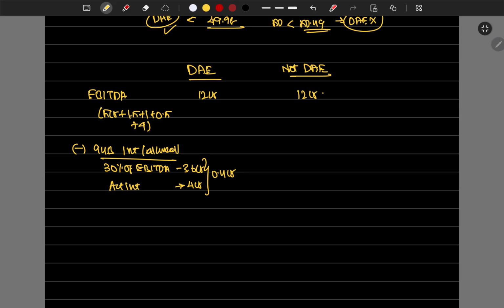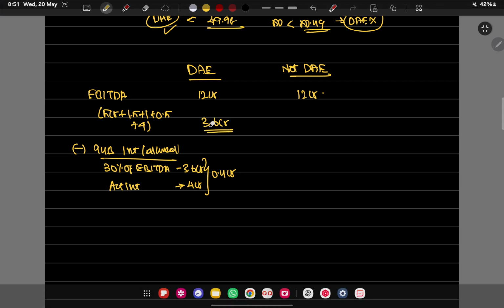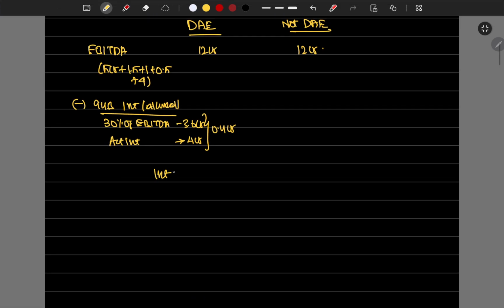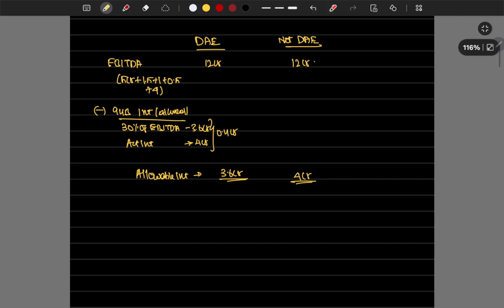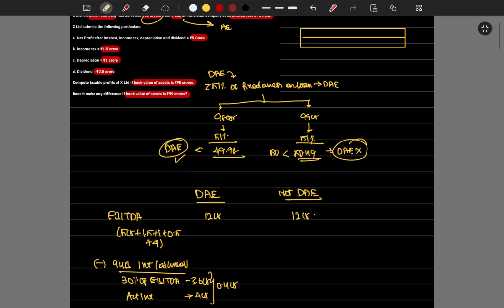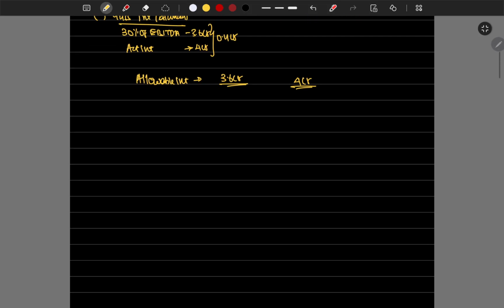In case of DAE we have to deduct only 3.6 crore as the allowable interest. In case of DAE, 3.6 crore. In case of not DAE, the entire 4 crore we can deduct. So this is the concept. In the question they have asked us to find out the taxable profits. Let's quickly find out the taxable profits.